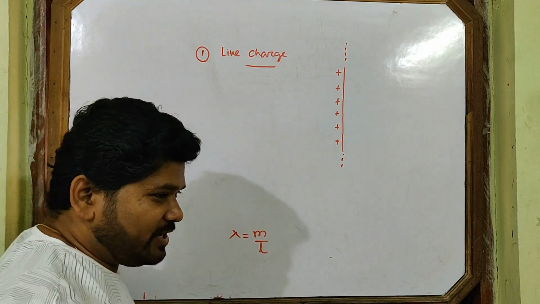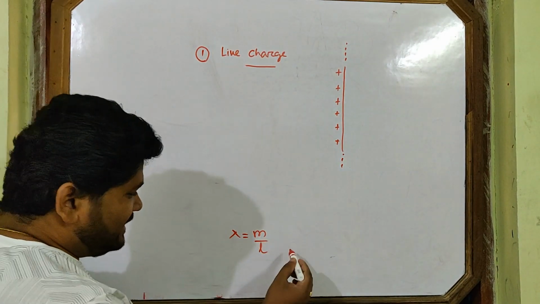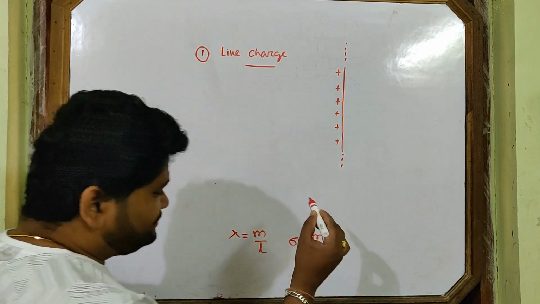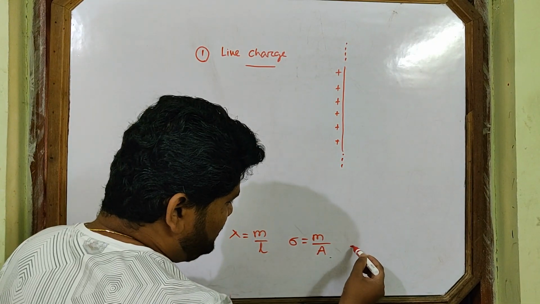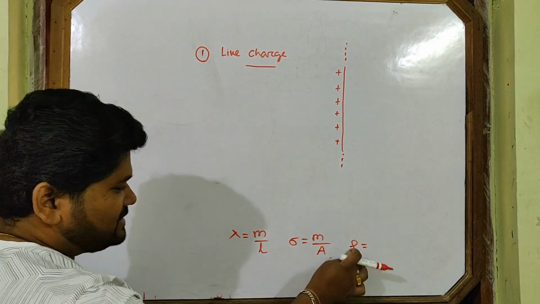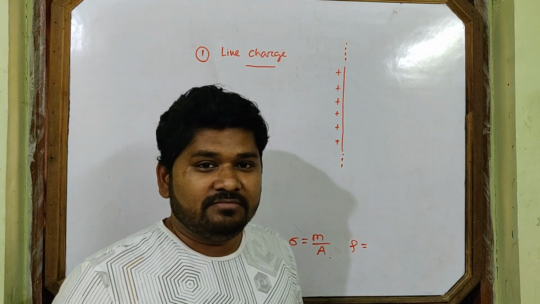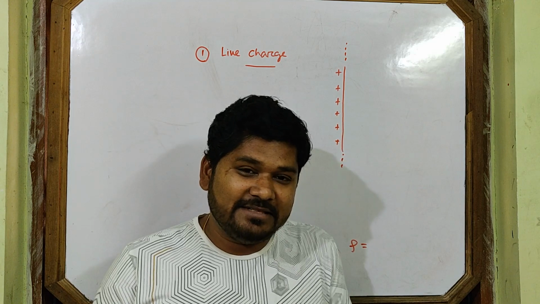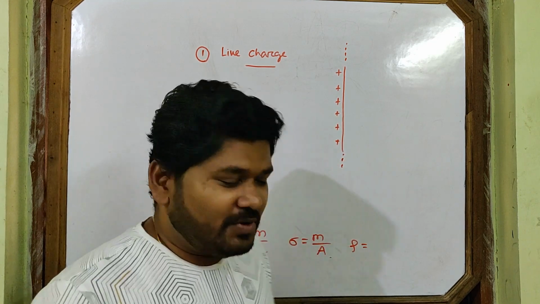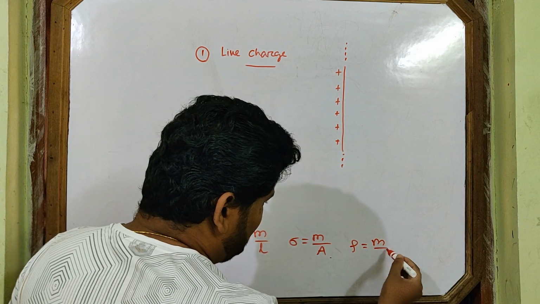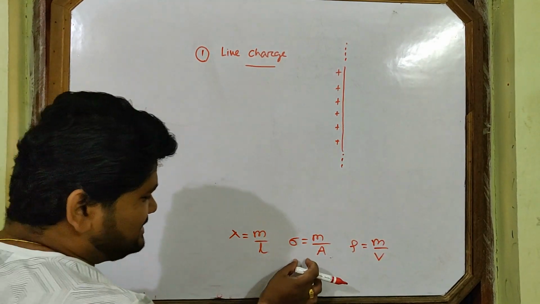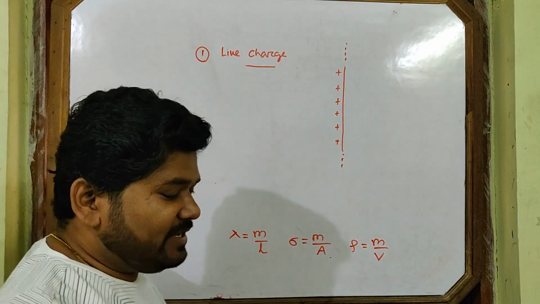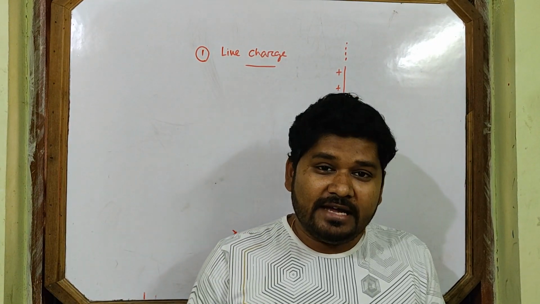When mass is distributed on a surface, plane sheet, that is sigma, so that is mass by surface area. When mass is distributed in a volume, that is rho. Rho is the volume mass density. Which quantity you had earlier called density, actually that is volume mass density, mass by volume. Mass density is of 3 types: lambda, sigma, rho. Similarly, charge also has 3 densities.